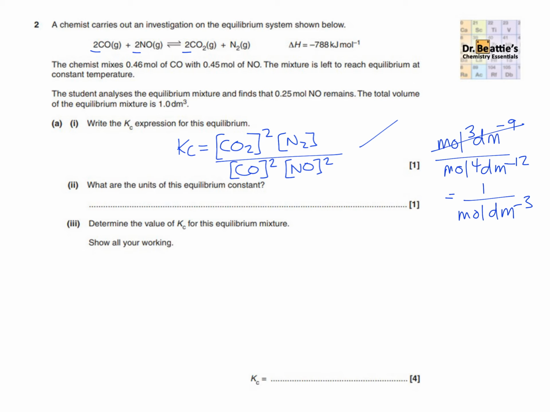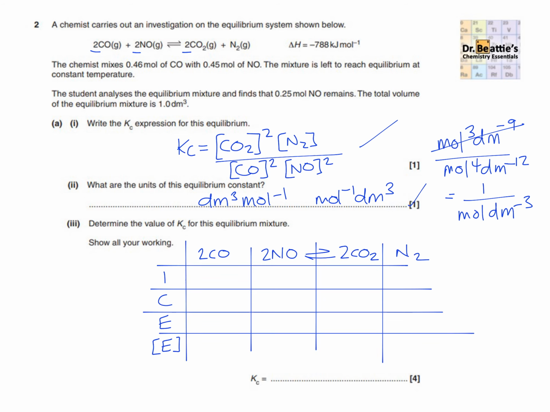And then obviously we just need to invert this. And so we end up with dm cubed mol^-1, or you can have the other version of this, which is mol^-1 dm cubed. Now with this, you've then got 4 marks available for working out the equilibrium concentrations and then plugging it into your expression. So you should have this here, and then inputting in the information from the question.